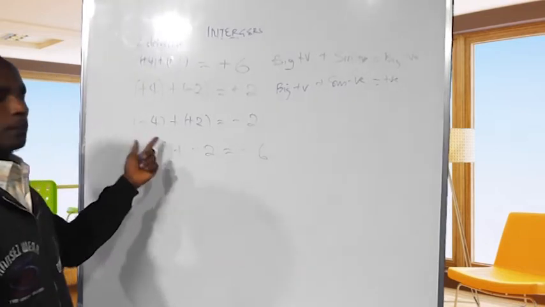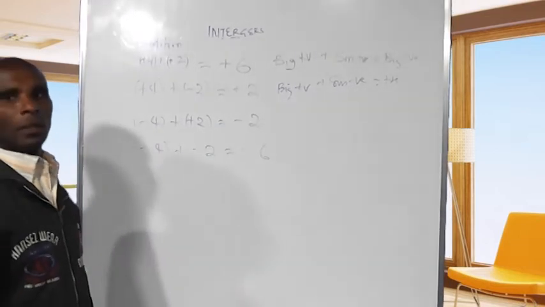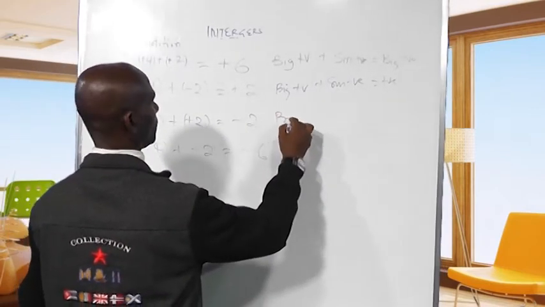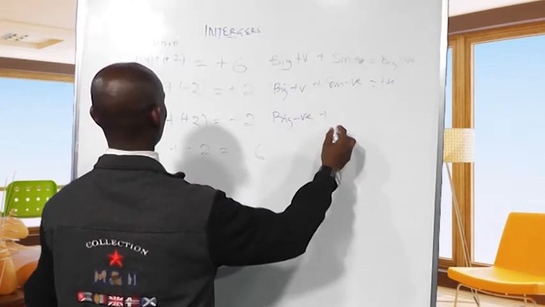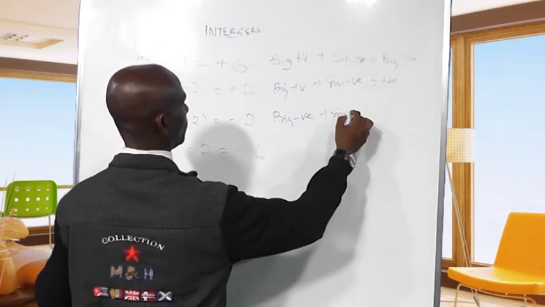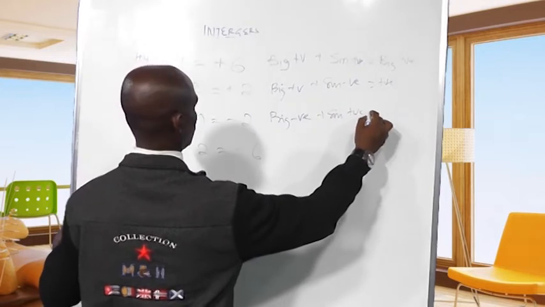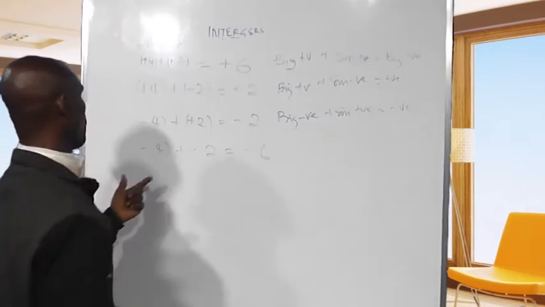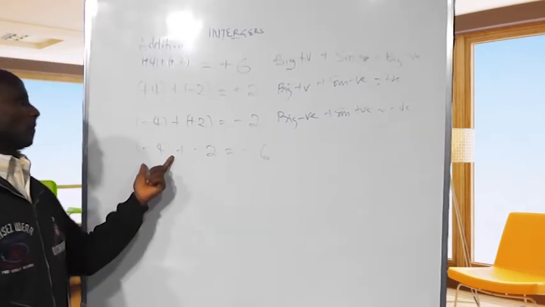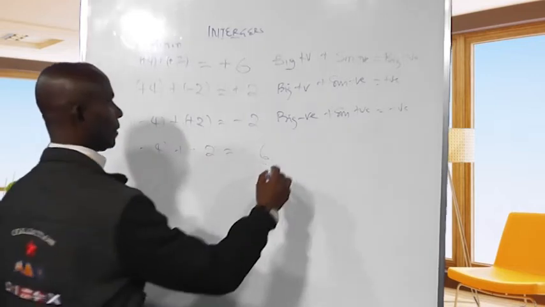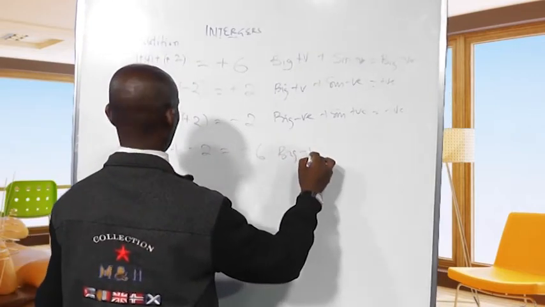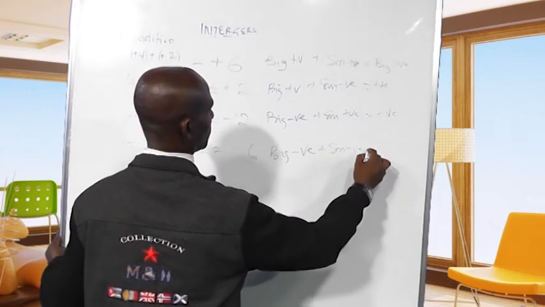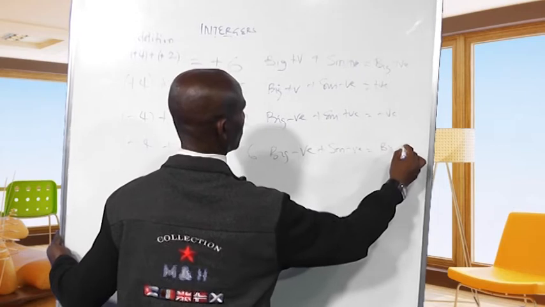A big minus and positive give us a minus. So we say big minus plus small positive will give us minus. Here we have a big minus plus a small minus. We have big negative plus small negative is giving us a big negative.